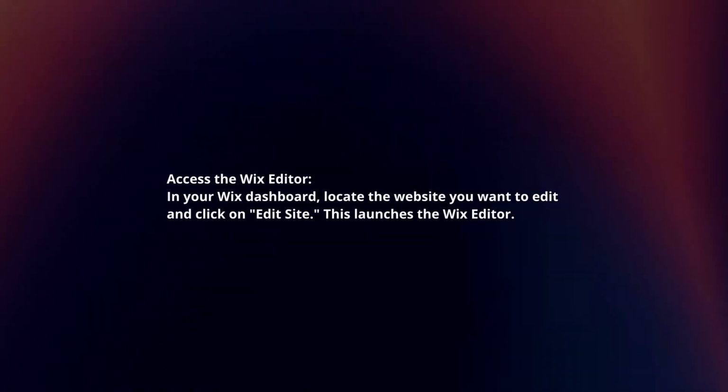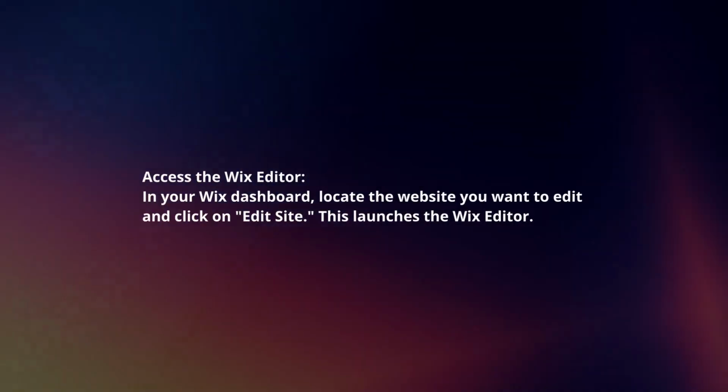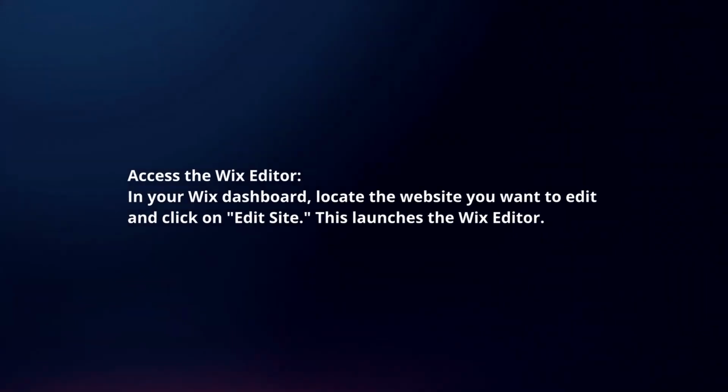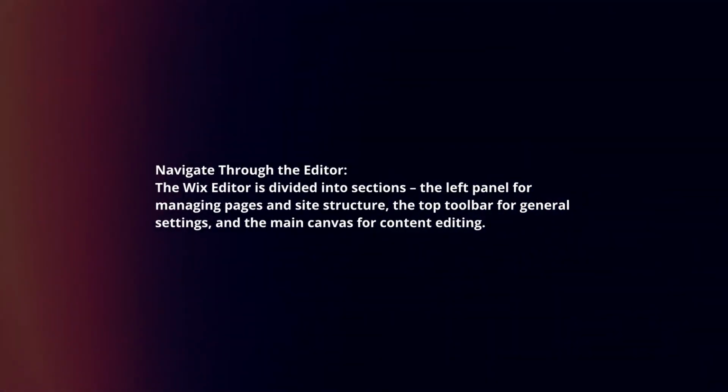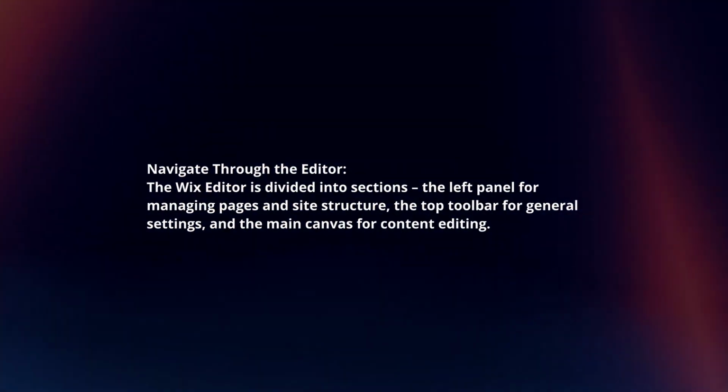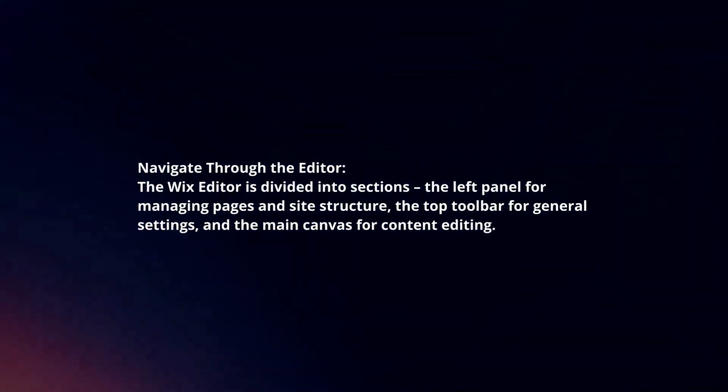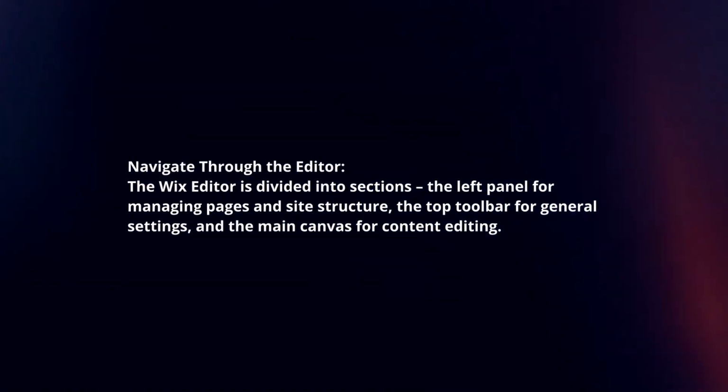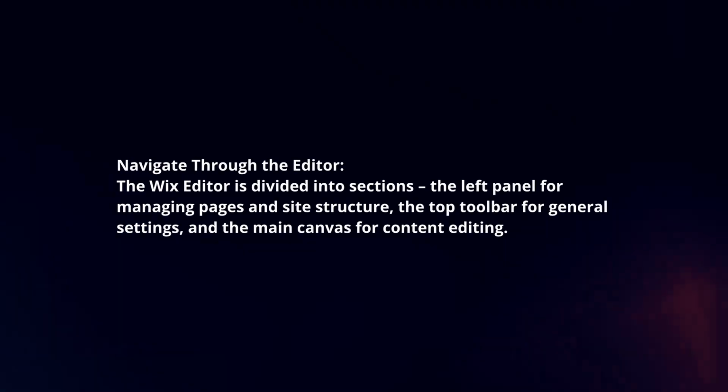Access the Wix editor. In your Wix dashboard, locate the website you want to edit and click on Edit Site. This launches the Wix editor. Navigate through the editor. The Wix editor is divided into sections: the left panel for managing pages and site structure, the top toolbar for general settings, and the main canvas for content editing.